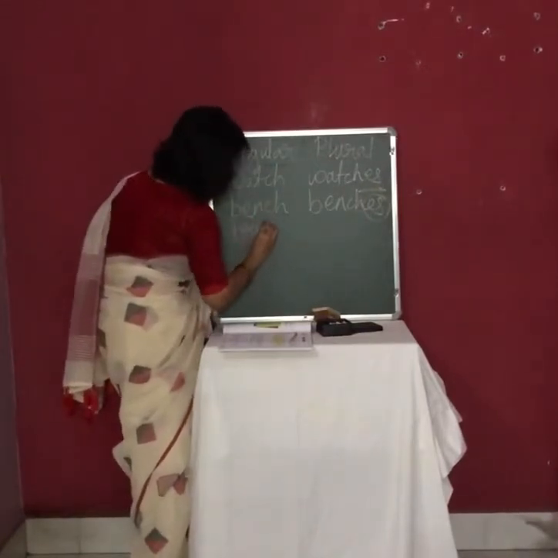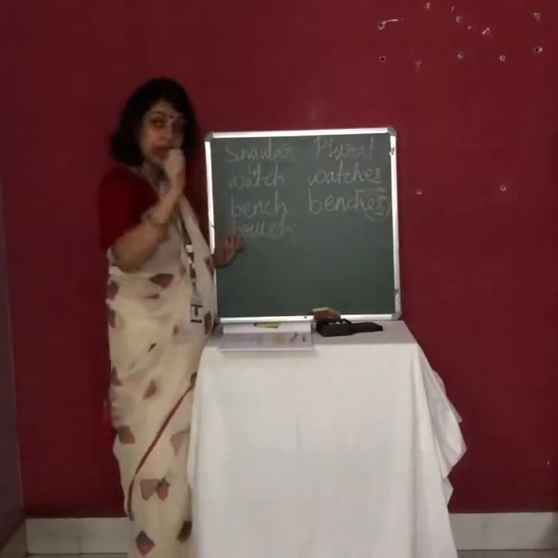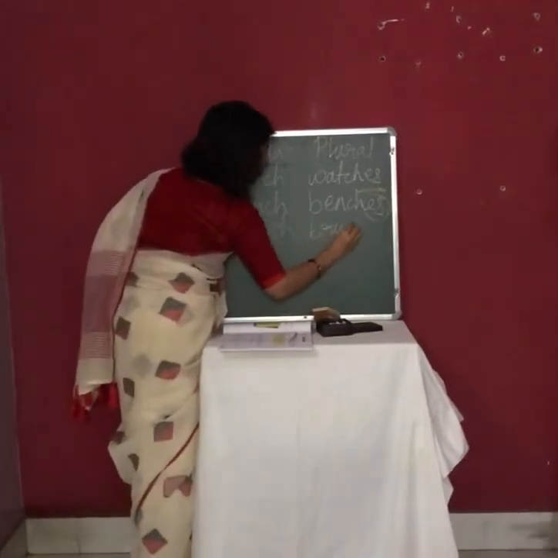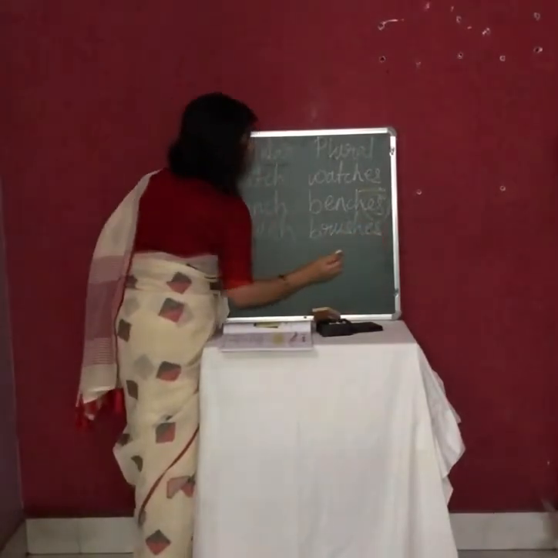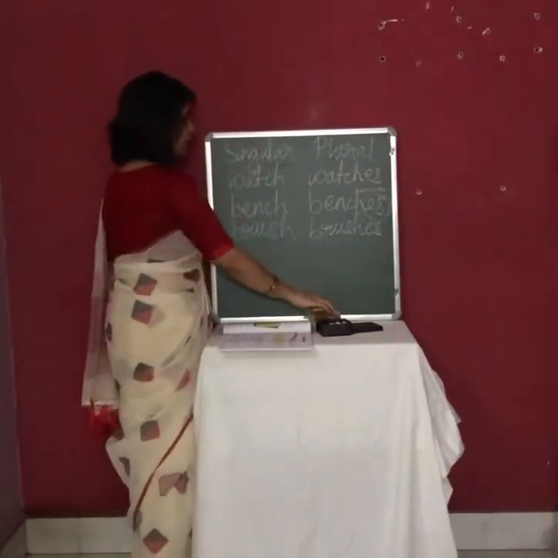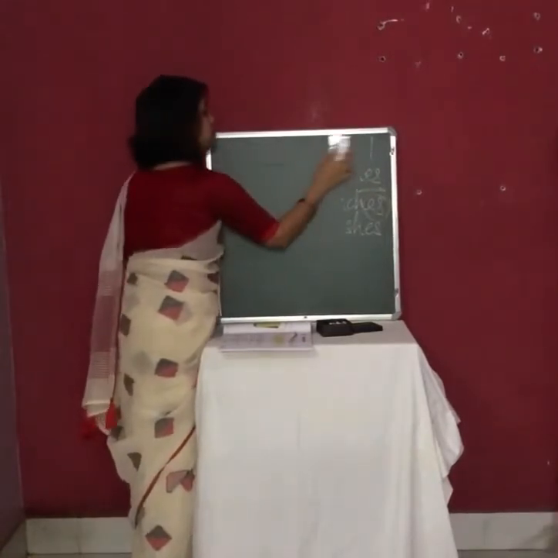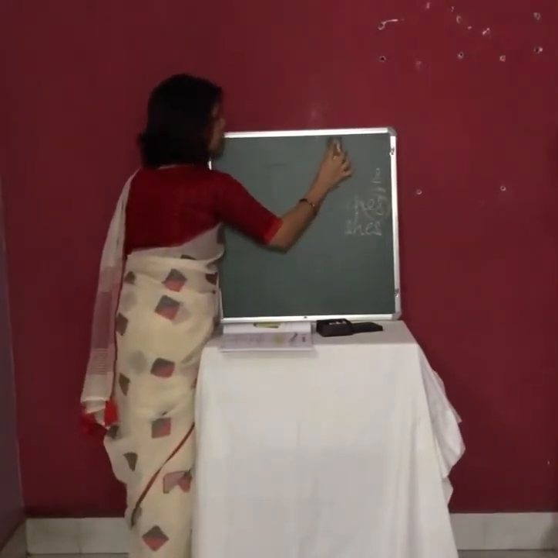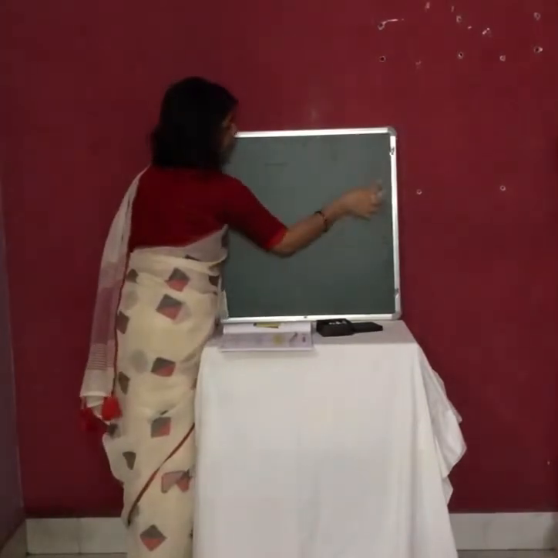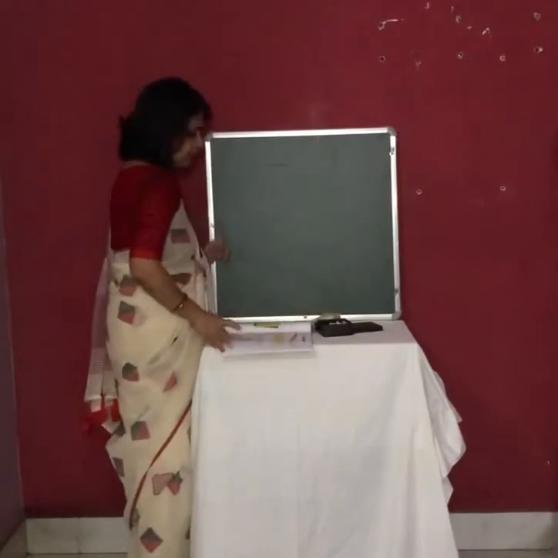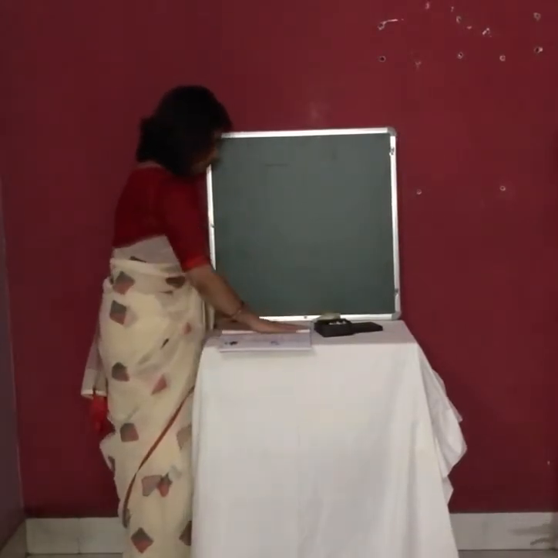Now similarly, brush. The brush we use to paint, what we use to brush our teeth. Again you will see this word changes by using ES. So this is rule number 2. The first one was just by adding S to the word. The second one was just by adding ES to the singular word. Now let us see the other rule.